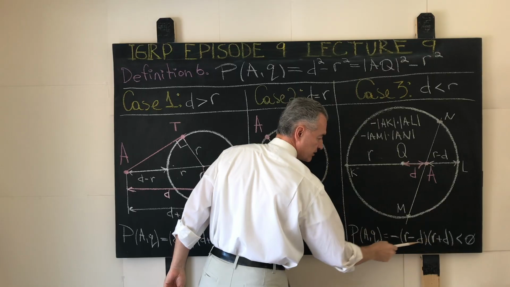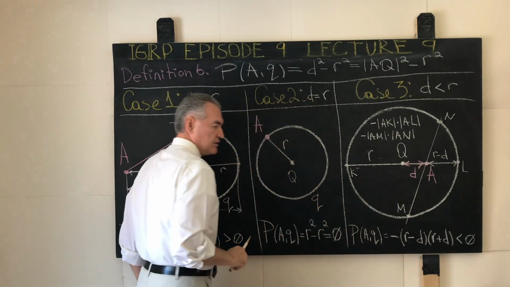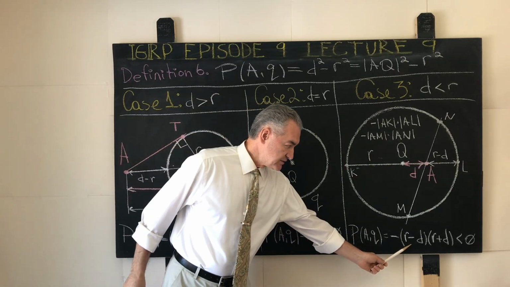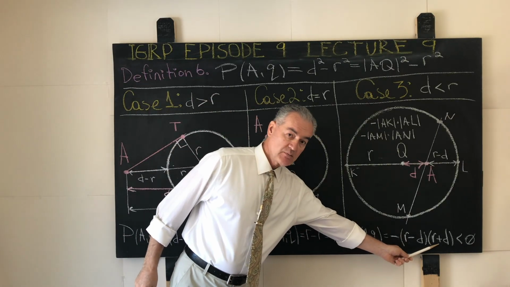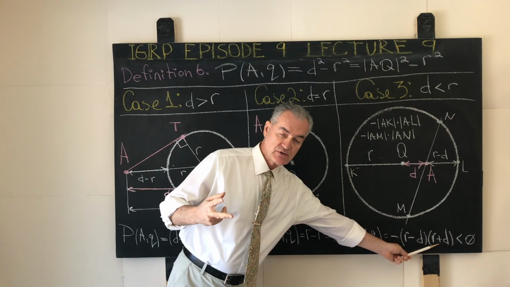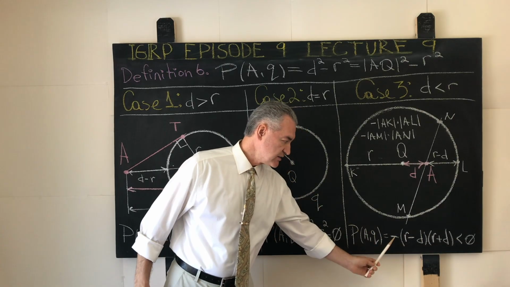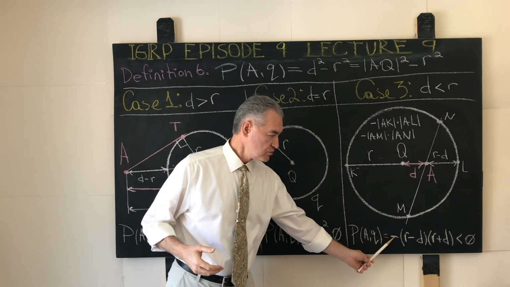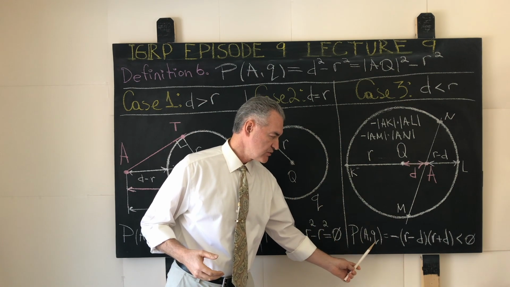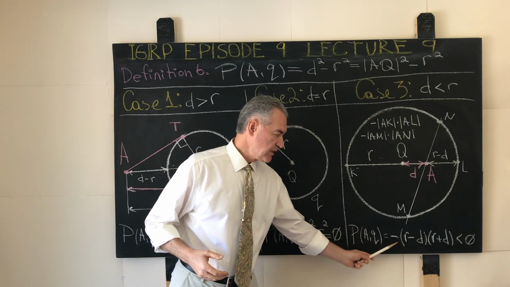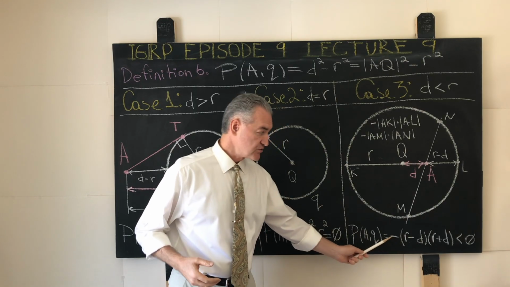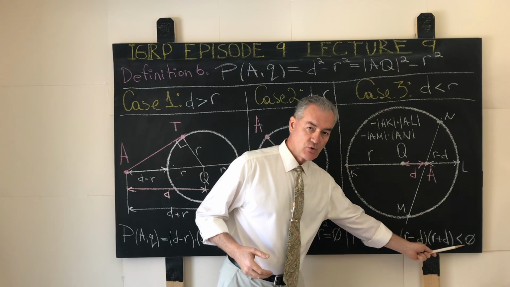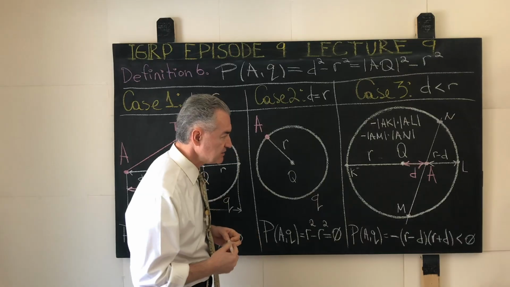and then the product of what will we have? We always have the product of a positive real number and a positive real number. The product of any two positive real numbers is a positive real number, but we have a -1 in front of it. So in this case, algebraically or numerically, the power of a point with respect to a circle will be a real number that is strictly less than 0.